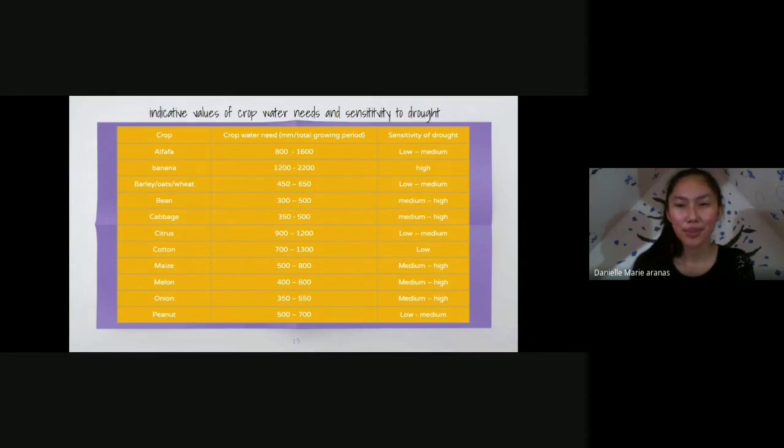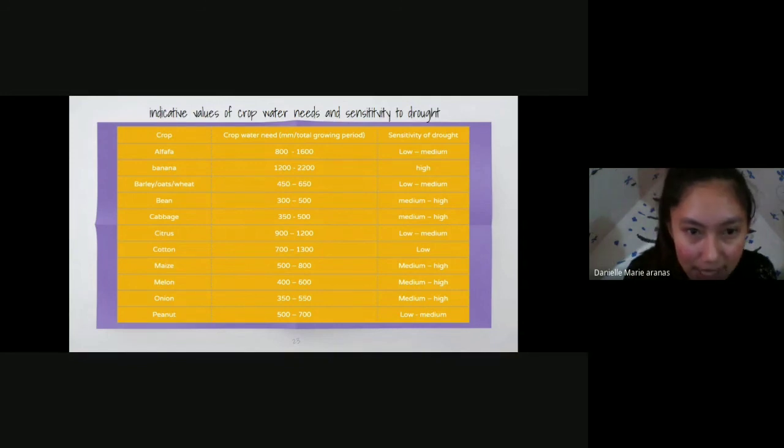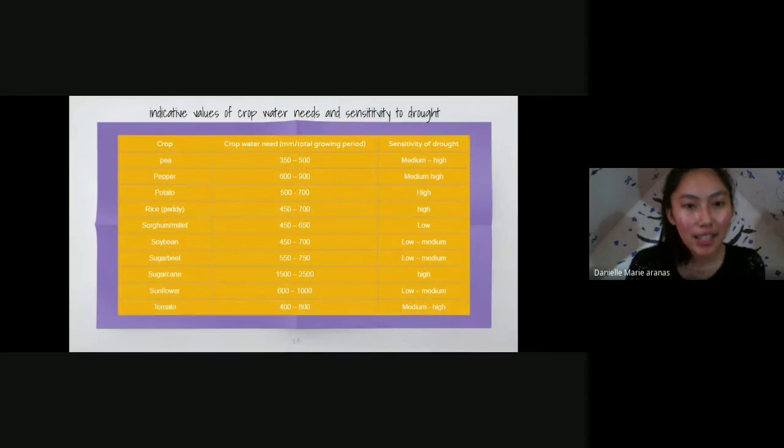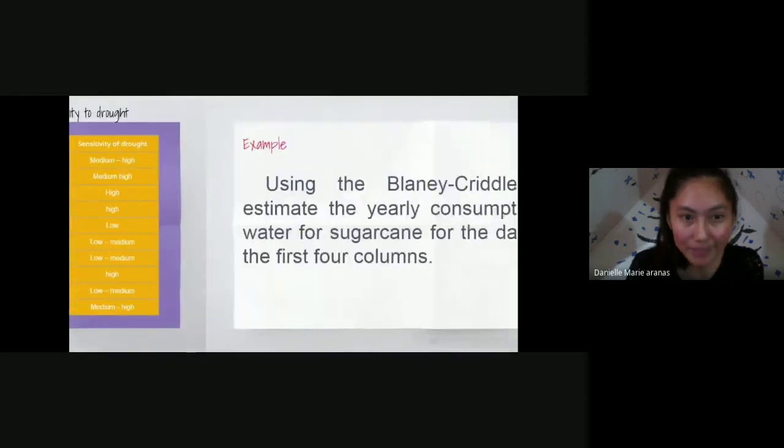Now, this table also indicates the sensitivity of the crop to water shortage or drought. High sensitivity to drought means that the crops cannot withstand water shortages and that such shortages should be avoided. Like this in the banana, it is high. Medium high for bean, and so on. Potato is also high.